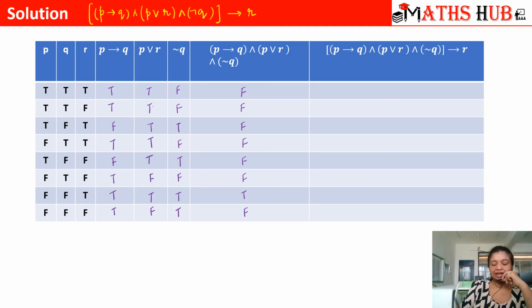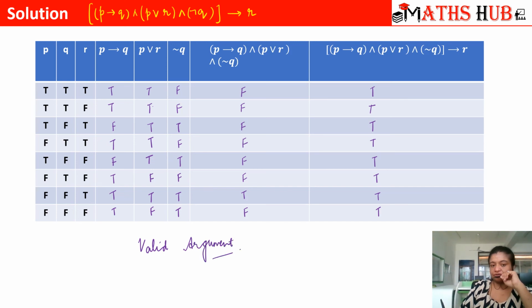Now this column implies R. So false implies true is true, false implies false is true, false implies true is true, false implies true is true, false implies false is true, false implies false is true, true implies true is true, false implies false is again true. So again, you can see here that all the truth values of the last column are coming out to be true. So therefore, this is again going to be a valid argument, right?